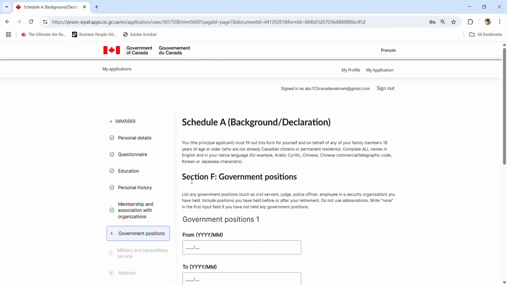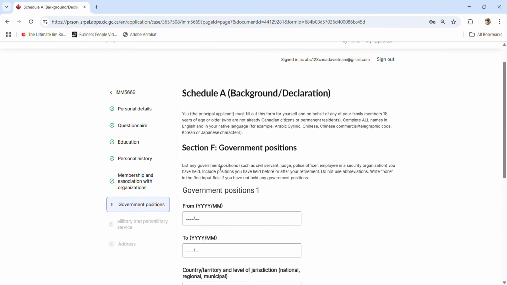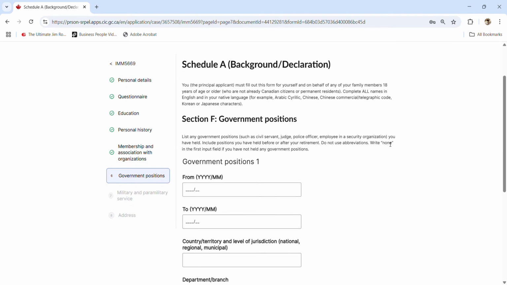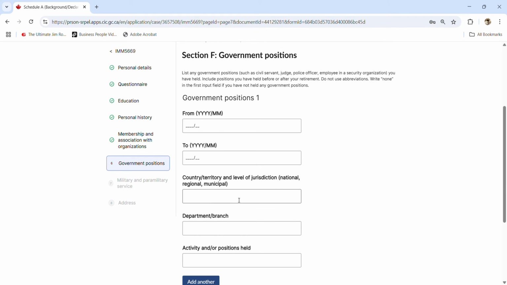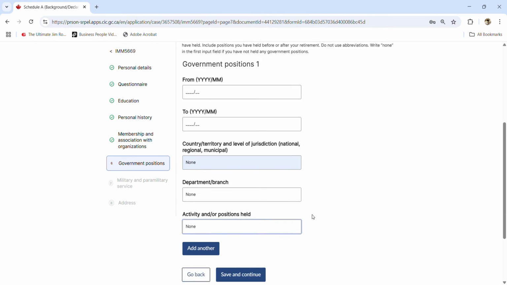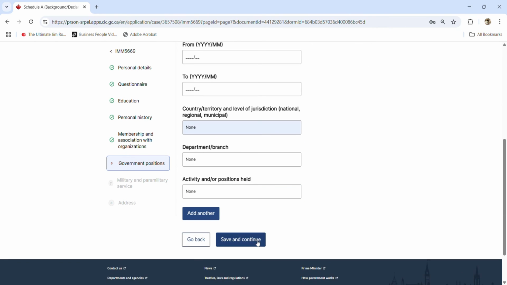Now that is section F, government positions. You will need to list any positions that you have held, including the positions that you held before or after your retirement. Again, you write none in the first input field if you have not held any government positions. In John Smith's case, he did not take any government positions, so I just put none, none, and none. All right, and then save and continue.